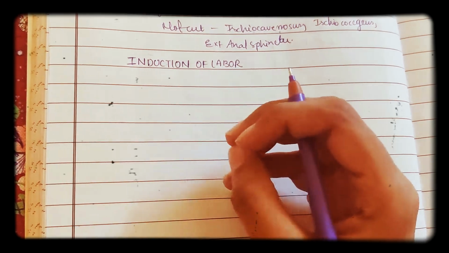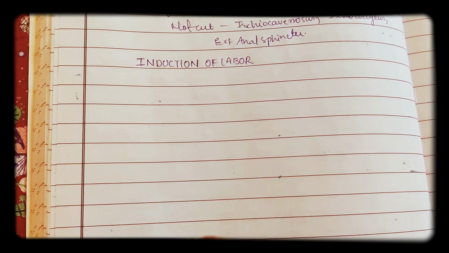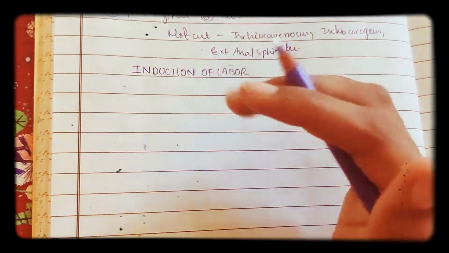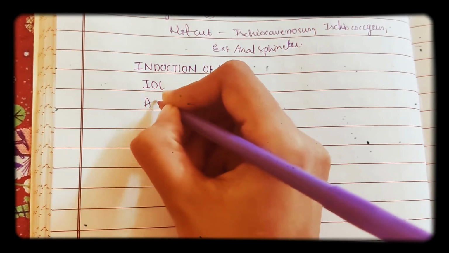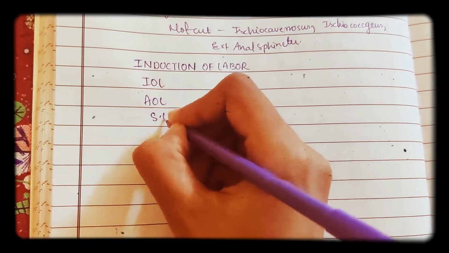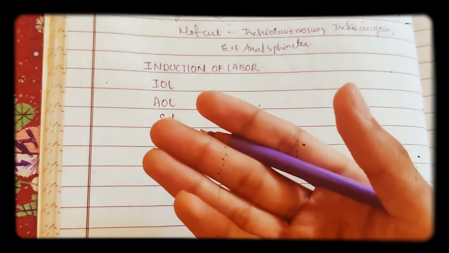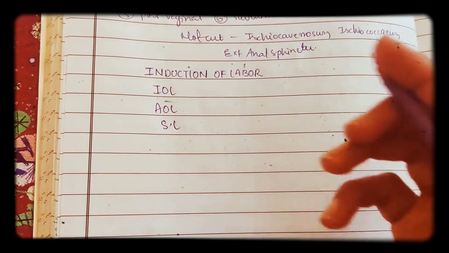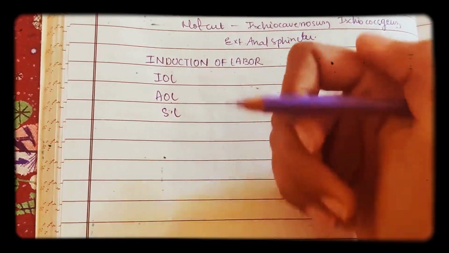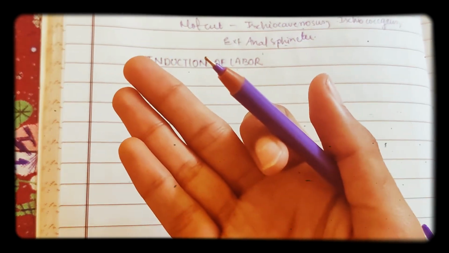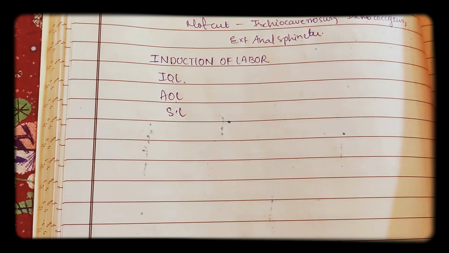Okay, so what is spontaneous labor? The uterus by itself initiates the process of labor, that is a normal spontaneous labor. So these are the three things which you need to know: induction of labor, augmentation of labor, and spontaneous labor. Spontaneous labor means the uterus itself is spontaneously contracting. Augmentation means you are increasing the contractions that are there. Induction means there are no contractions in the uterus, so now you are introducing contractions. So these three terms should be clear.